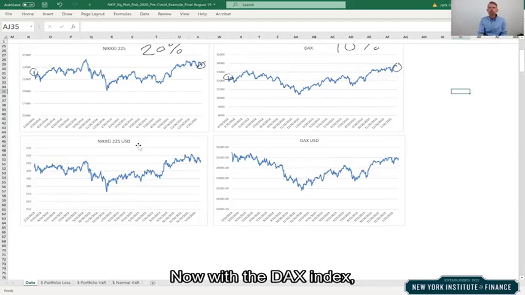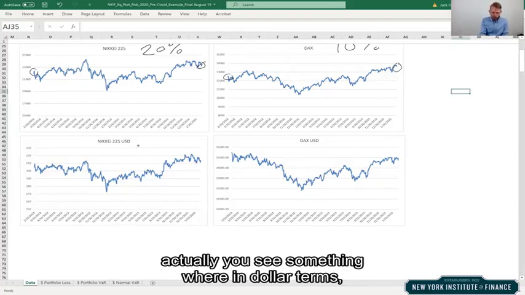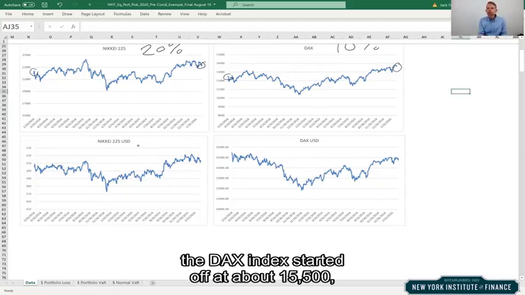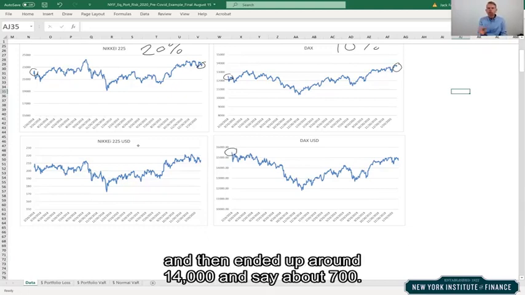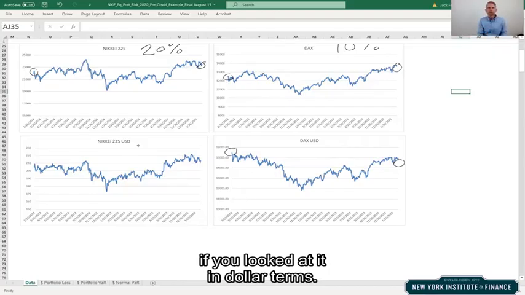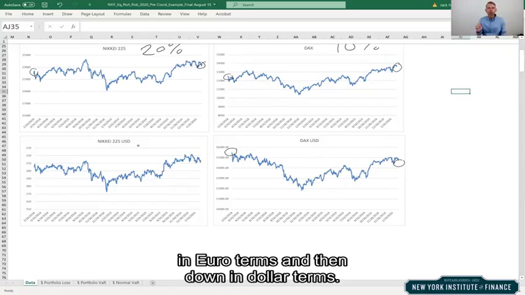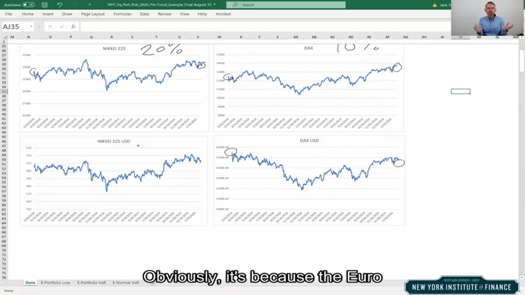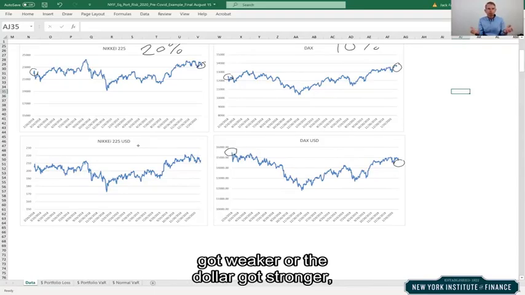Now, with the DAX index, actually, you see something where in dollar terms, the DAX index started off at about 15,500 and then ended up around 14,700. So actually the DAX went down a little bit if you looked at it in dollar terms. Now, what's going on there? Why is it going up in euro terms and then down in dollar terms? Obviously, it's because the euro got weaker or the dollar got stronger. But basically, that's the same thing.